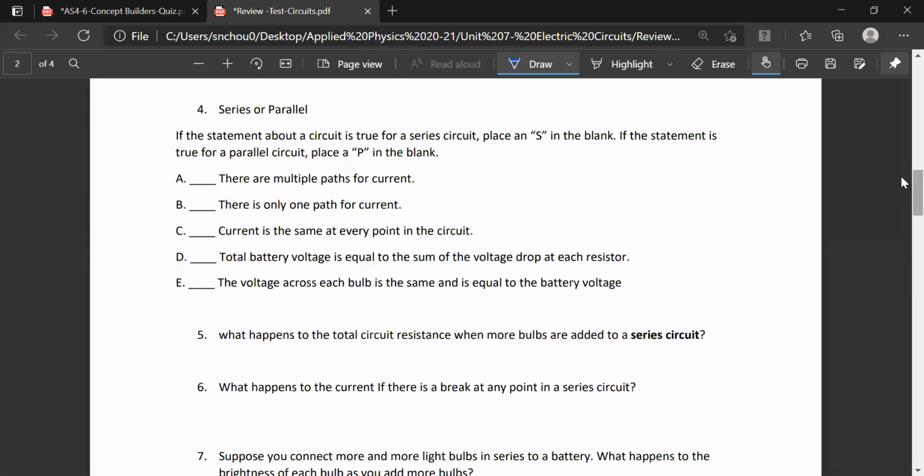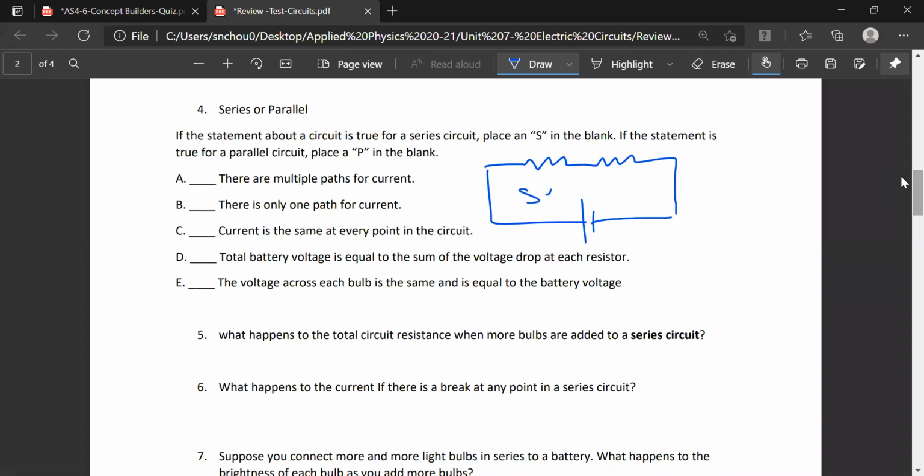Now here are some general things about series and parallel circuits. Let's review those. If the statement about a circuit is true for a series circuit, place S. And if the statement is true for parallel, then put P. All right, let's first review what series and parallel are like on the side. Remember, let's say there are 2 resistors in series. Series means they're all in a single loop, right? Like so.